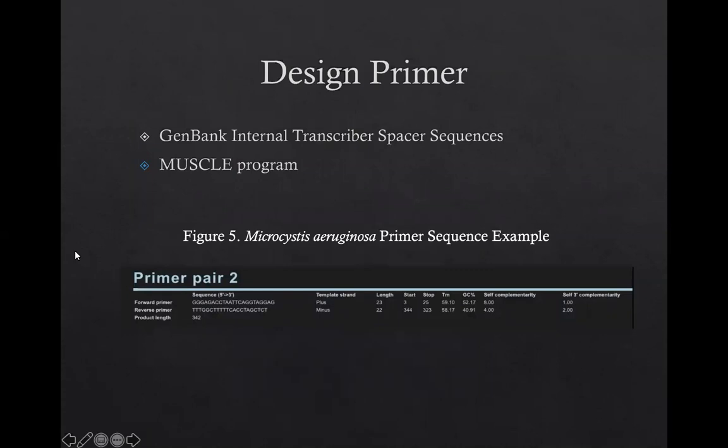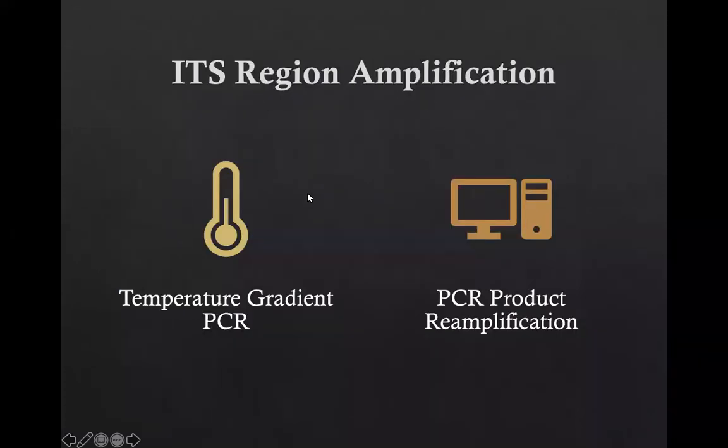So the primers were designed by downloading the internal transcribed spacer sequence from GenBank. The DNA sequence alignment was done in the program Muscle to find any variation among the species. If variation was present, the primer was then designed using Primer-BLAST on NCBI. As you can see, this is one of the primer sequence examples that was used for Microcystis. The ITS region amplification was done for these cyanobacteria through temperature gradient PCR. The ones that didn't show as much data, we had to redo with PCR product reamplification.